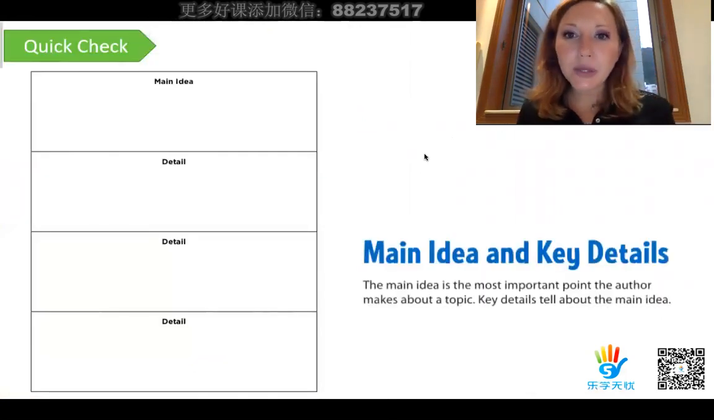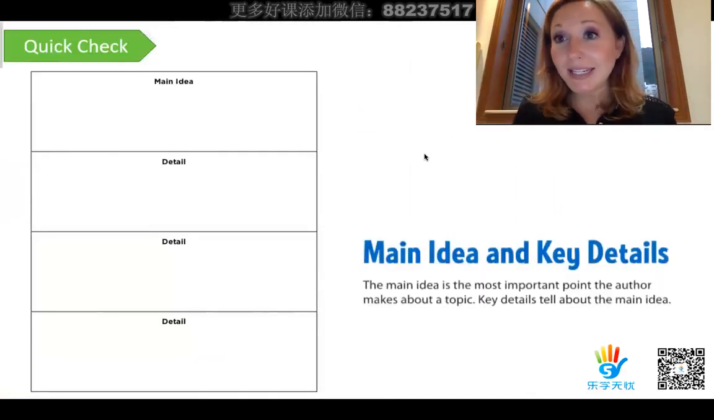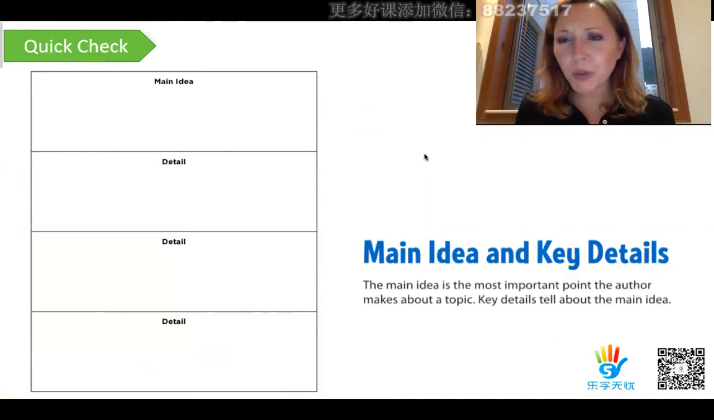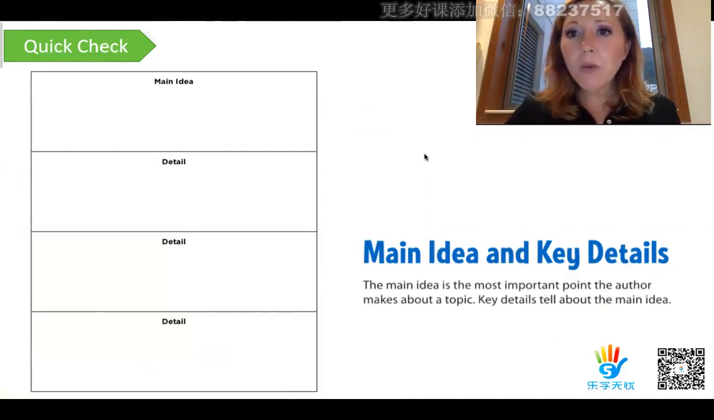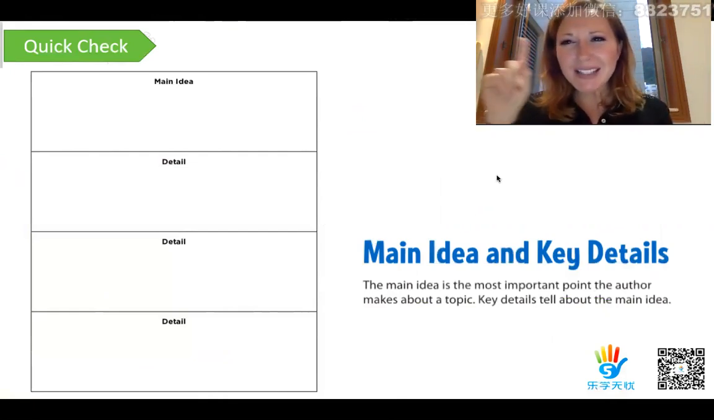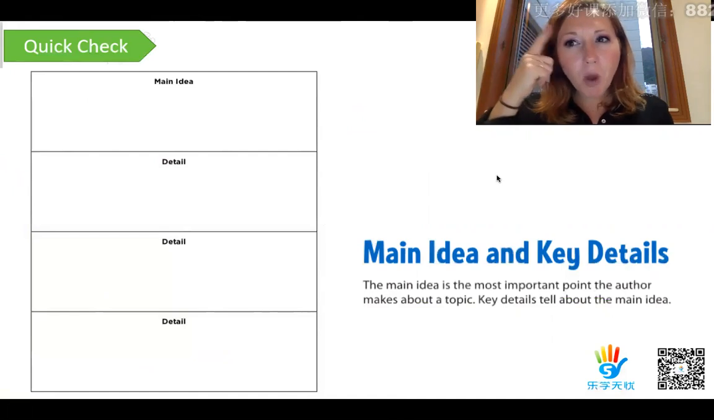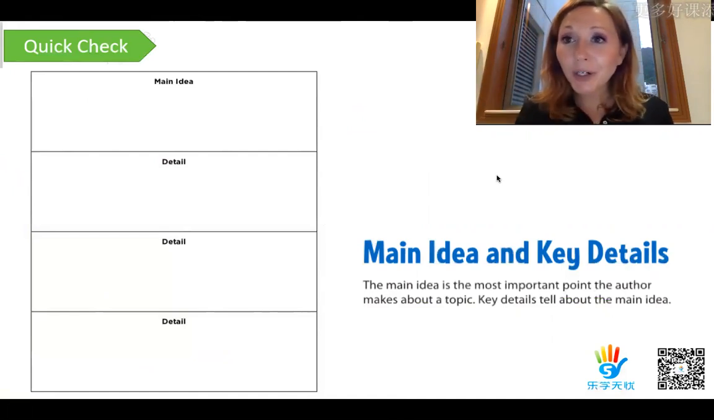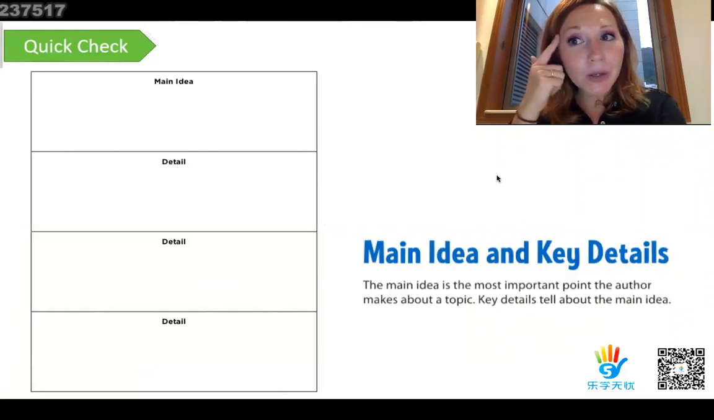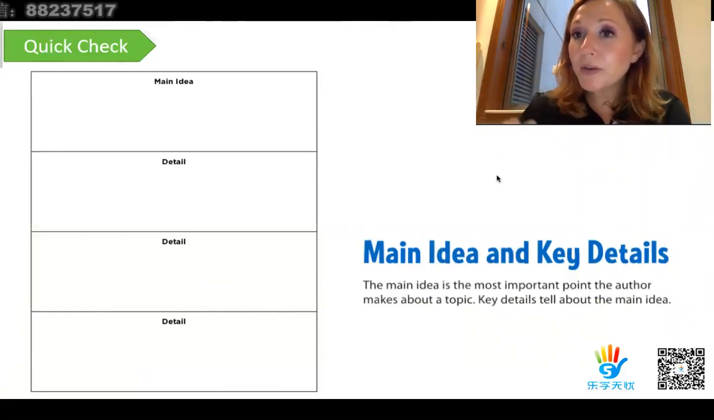Now let's take a look at main idea and key details. Now, when we are talking about the story and we want to make a summary, we want to pick out the most important parts. So the main idea is basically the number one thought that the author has for the entire story. Now, the key details are some ideas or details that support the main idea.